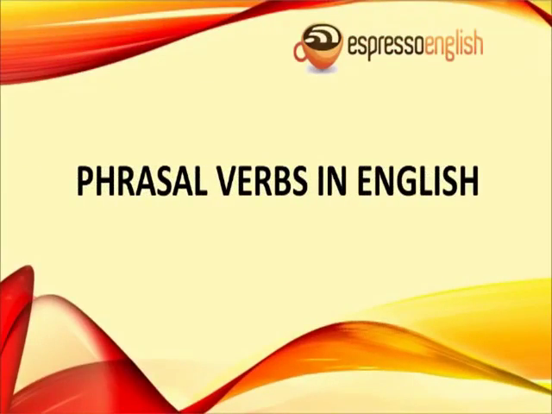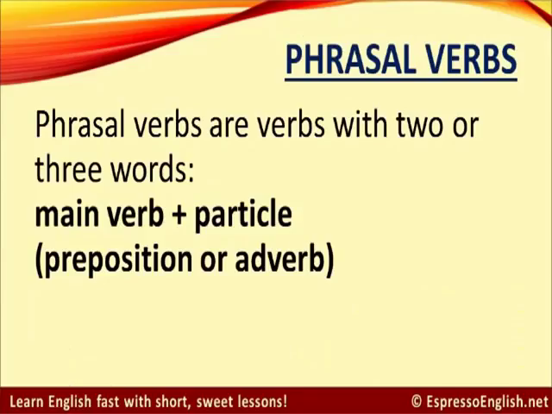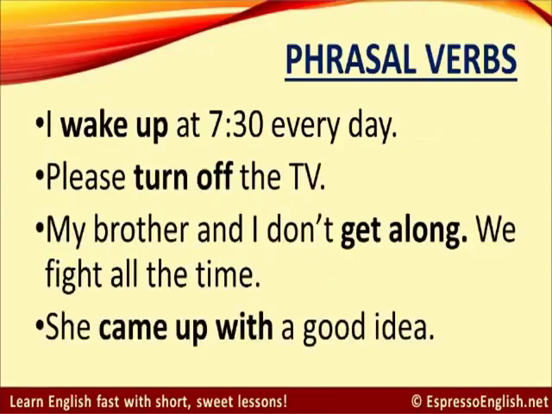Phrasal verbs in English from EspressoEnglish.net. Phrasal verbs are verbs with 2 or 3 words. They consist of a main verb plus a particle. The particle could be a preposition or an adverb. Here are some examples of phrasal verbs.